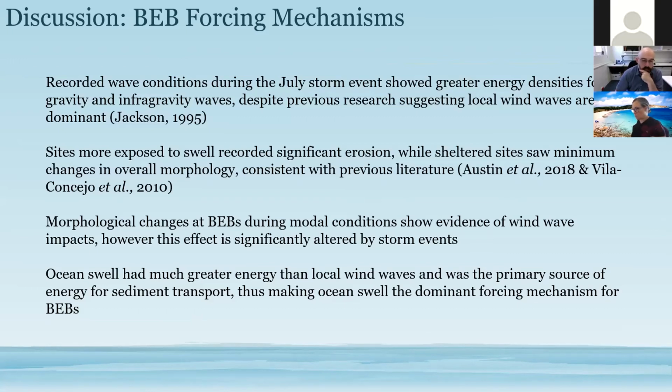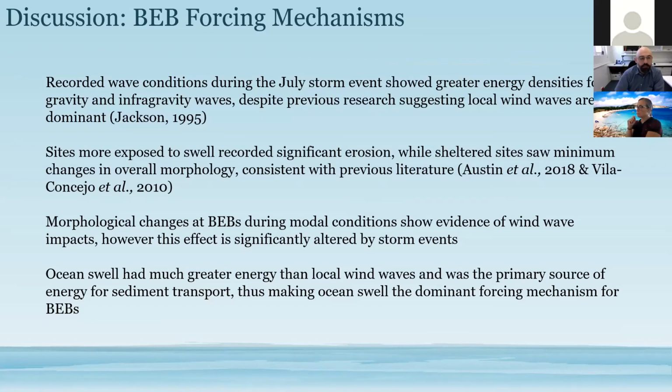BEBs more exposed to swell, such as those located near the estuary mouth, recorded significant erosion, while in contrast, those protected experienced reduced impacts. And despite significant gradient changes post-storm, they recorded minimal overall change in morphology. During periods of modal conditions, there are fewer instances of the higher energy gravity and infragravity waves, with the implication that morphological changes outside of storm events may be the result of local wind waves.